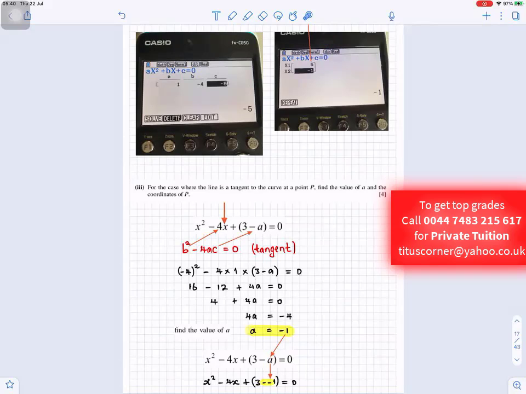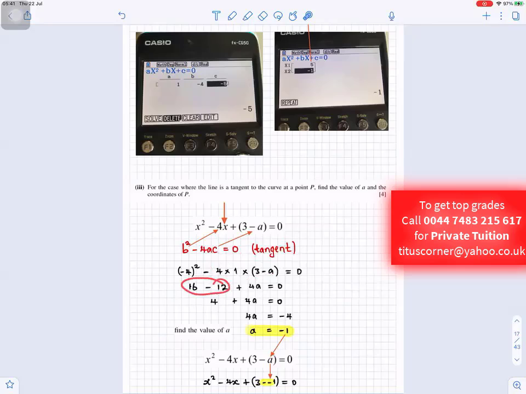For the case where the line is a tangent to the curve at the point P, find the value of a and the coordinates of P. So you have x squared minus 4x plus 3 minus a equals 0. For a tangent, you put b squared minus 4ac equal to 0. b is minus 4, so minus 4 squared minus 4 times 1 times c, which is 3 minus a, equals 0. So 16 minus 4 times 3 is minus 12. Minus 4 times minus a gives you plus 4a.